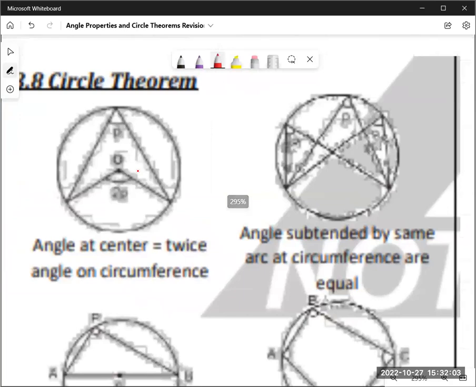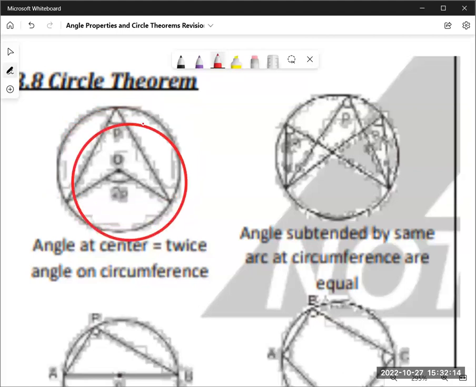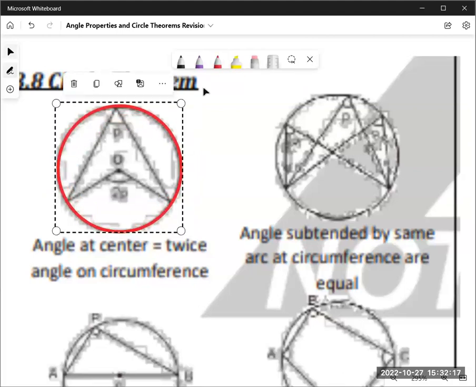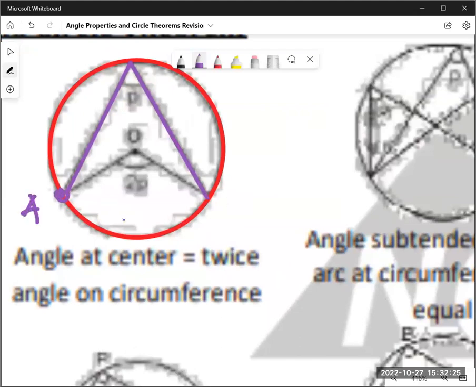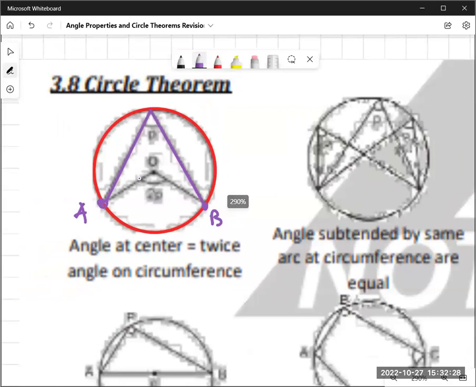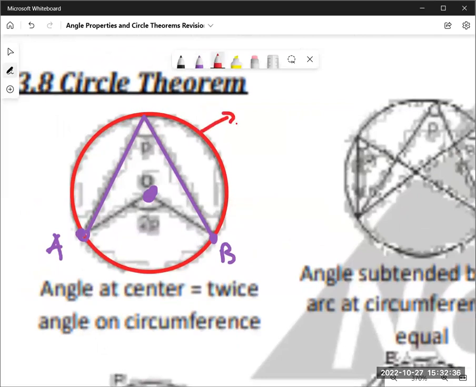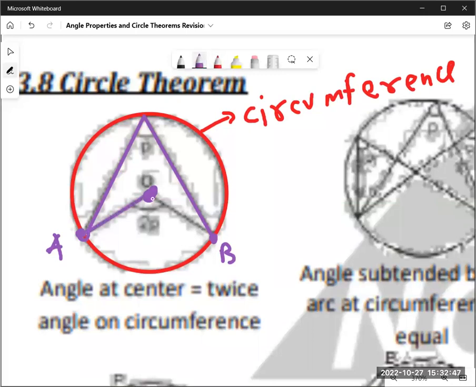Lastly, we have circle theorem. What this means is if you have a circle, which looks like this, and let's say I make a shape like this from these two points, A and B, and I make another shape, two lines, but to the circumference, because this red part is the circumference, that's the outer region of the circle. Diana, what is the circumference? What, sir? What is the circumference? The outer part of the circle? Yes. And we also have the center right here in the middle.